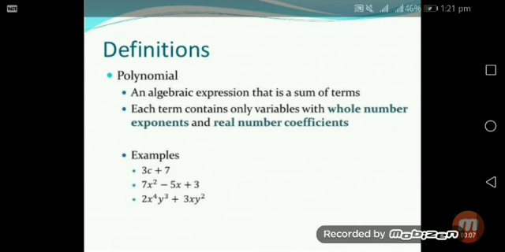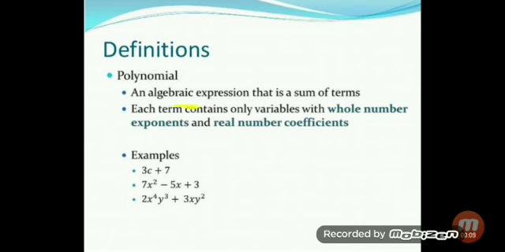Definition of polynomial: an algebraic expression that is a sum of terms. Each term contains only variables with whole number exponents and real number coefficients. This means the power must be a whole number. Exponent means power. The power of the variable must be a whole number and the coefficients must be real numbers. Here are some examples of polynomials.